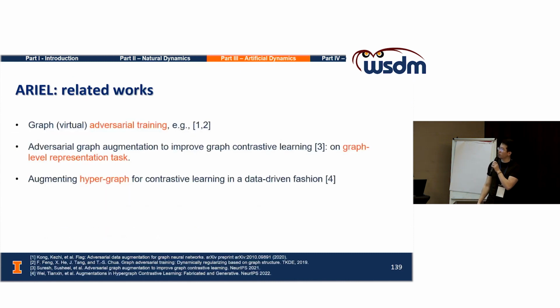And there are some related works. The first related work, as I mentioned, is graph virtual adversarial training. Also, there are some works on graph-level representations that adopt this adversarial graph augmentation technique for view generation in graph contrastive learning. That's related work 3. But the difference is that they work on the graph-level task, and this work is on the node-level task. The third point is that there is some work which is data-driven, working on the augmentation of the hypergraph, as our audience mentioned. So this is beyond the scope of the plain static graph.